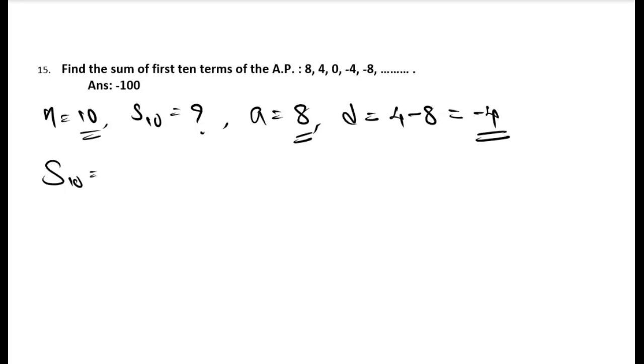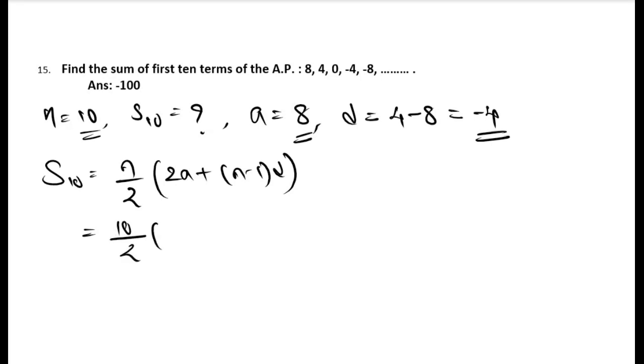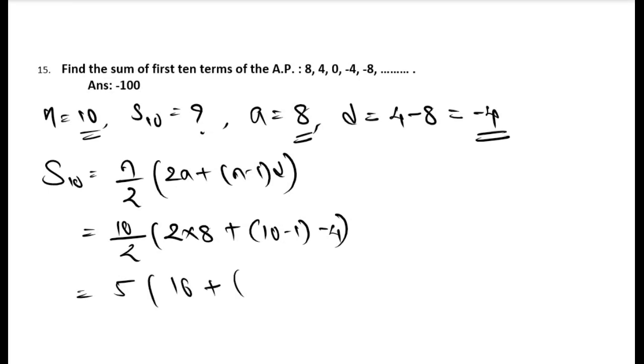Sum of 10 terms will be n by 2 bracket 2a plus n minus 1 into d bracket close. So n is 10 by 2 bracket 2 into 8 plus n minus 1, that is 10 minus 1 into d, and d is minus 4. So 10 by 2 is 5, 16 plus 10 minus 1 is 9 into minus 4.